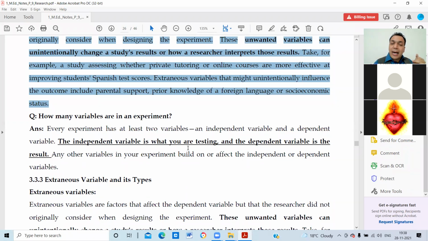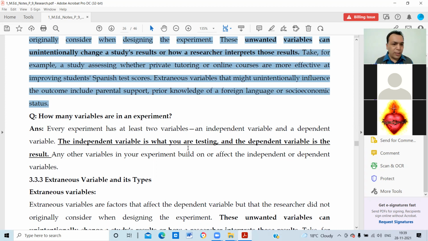Because sometimes they are unwanted, because we never know, because we are not experts in research, sometimes we make mistakes. Later on we came to know that this was the problem. Due to only that problem, the result of the whole research has changed, right? So these are called the extraneous variable. But understand in a lighter way, extraneous variables, they are also independent variables. वो भी independent variables ही होते हैं, right?